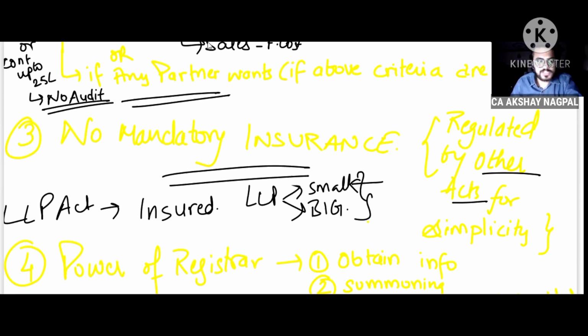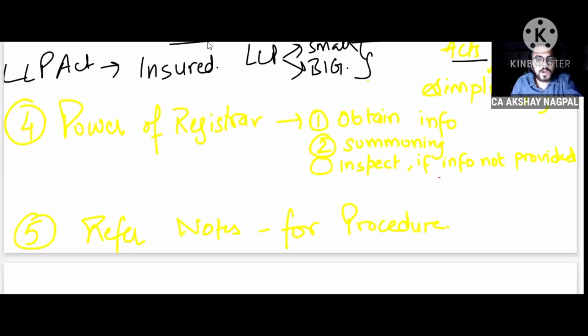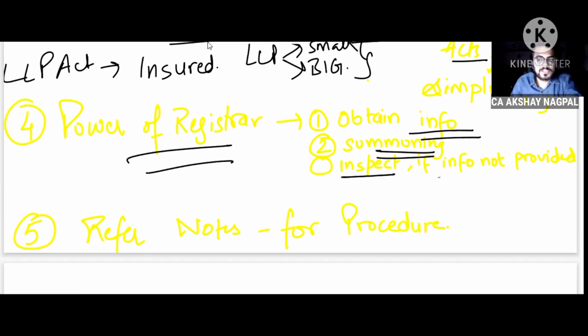All right. Now let's talk about the fourth point, which talks about the power of the registrar. It says that the registrar can obtain information from anyone, like from the designated partner, from partners, or from employees as well, and they can summon them, and they can inspect if information is not provided. So these are the 3 points which talk about the power of the registrar.